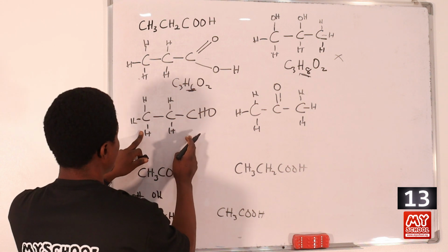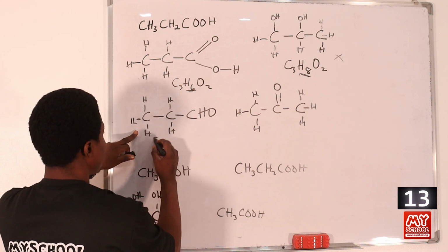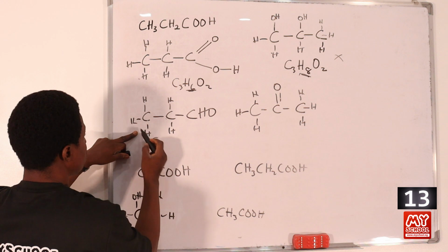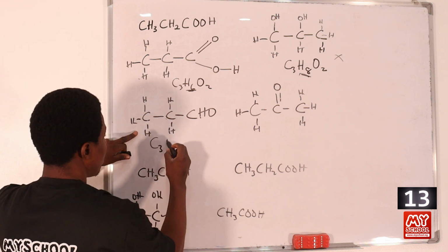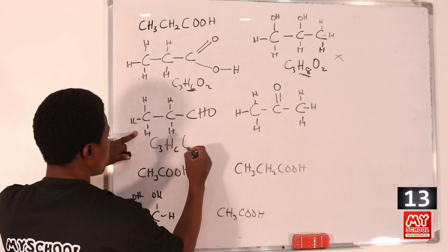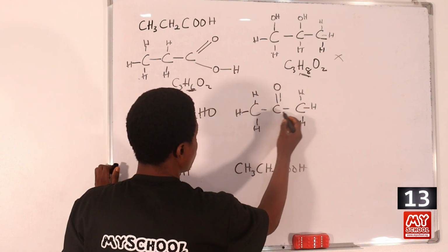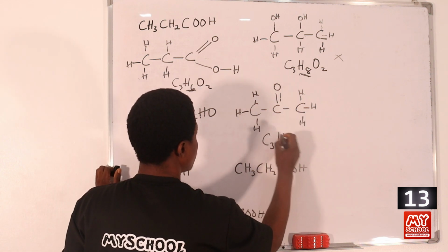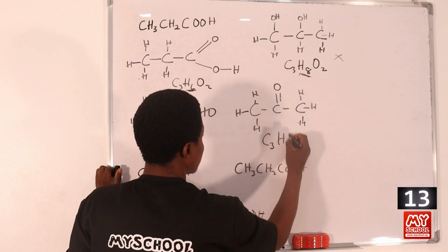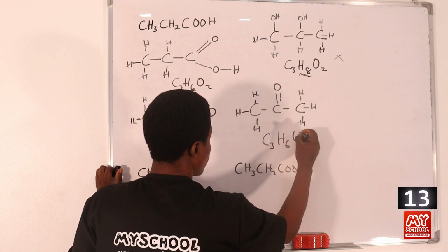Okay, let's look at the second option. We have carbon 1, 2, 3, we have C3. How many hydrogens? 1, 2, 3, 4, 5, 6. Hydrogen is 6, and oxygen, we have just 1 oxygen. Let's look at this. Carbon 1, 2, 3, we have 3 carbon atoms. Hydrogen, we have 1, 2, 3, 4, 5, 6. 6 here. Then we have 1 oxygen here.